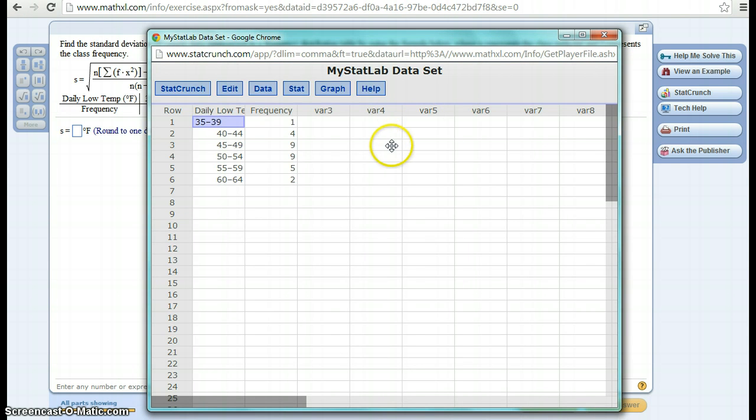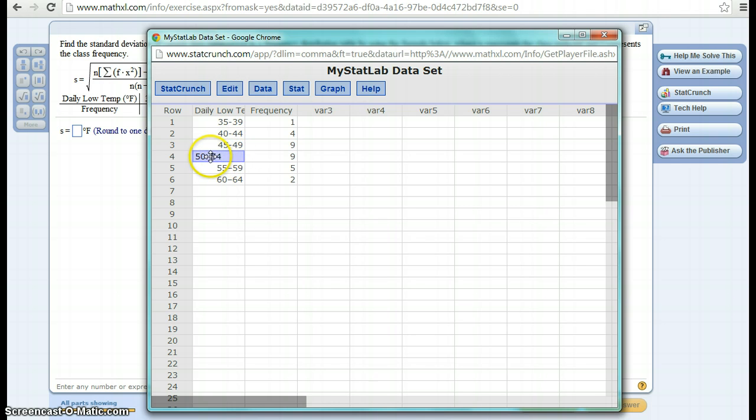And the only bad part is, this is great. It gives us the intervals, it gives us the frequency. The bad part is it doesn't understand what this dash is. It's using a long dash instead of a short dash. So if I delete that and hit the little short dash, see how it did that and replaced it? And now it'll actually know how to read that as an interval of numbers.